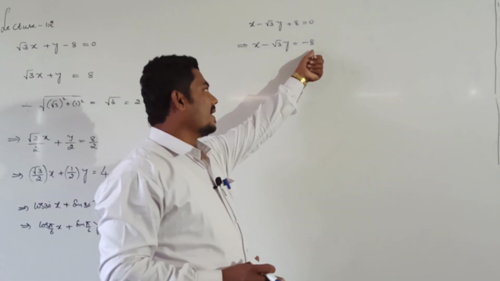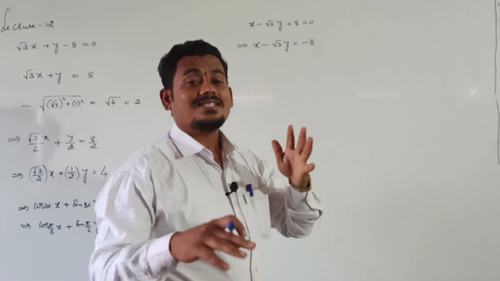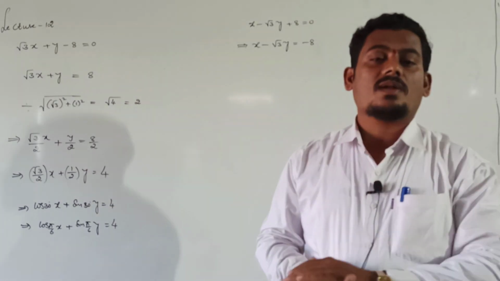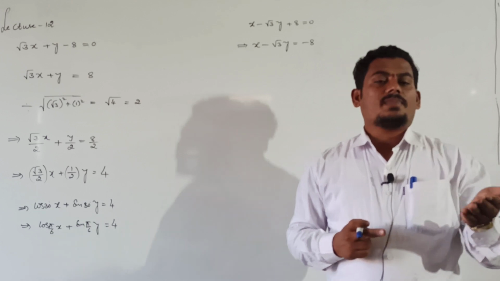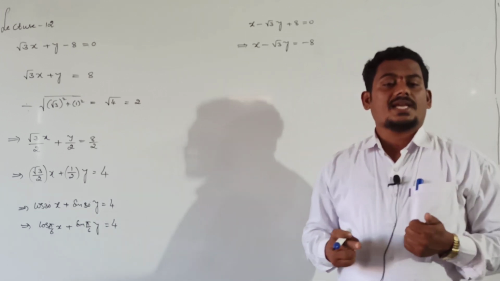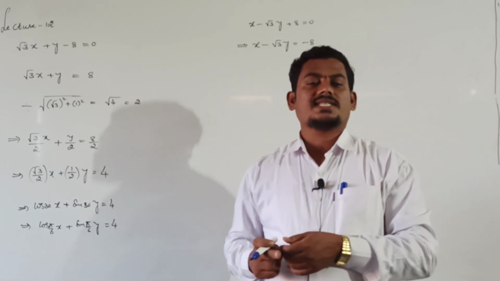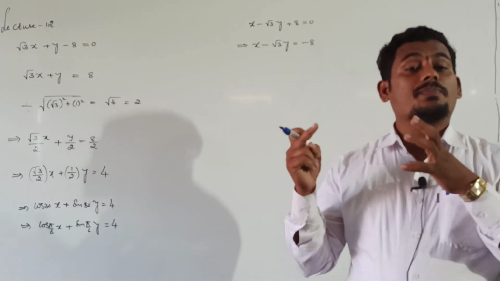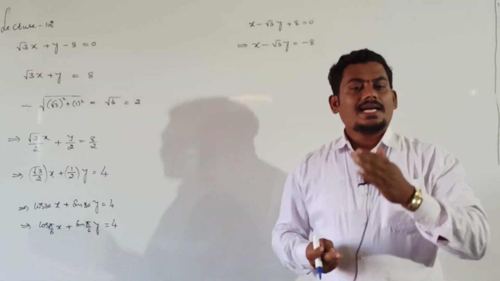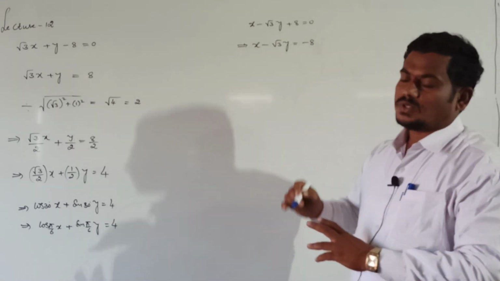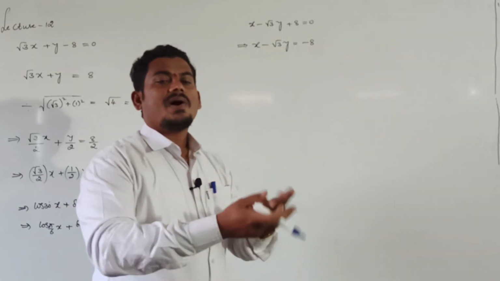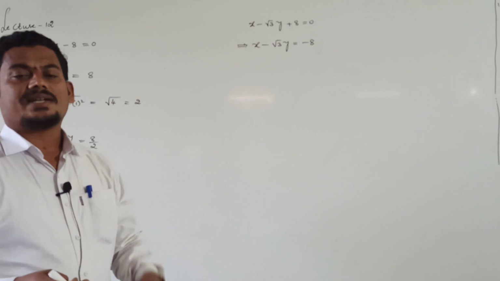Why should we make this positive? Because in general, the normal form of the equation of a straight line is x cos omega plus y sin omega is equal to p, or x cos alpha plus y sin alpha is equal to p. Here p is a distance. Distance should not be negative. For that reason, make this positive. If the RHS term is negative, then make it positive.